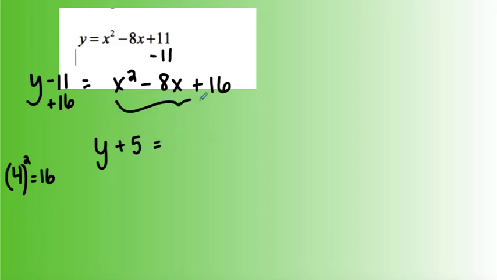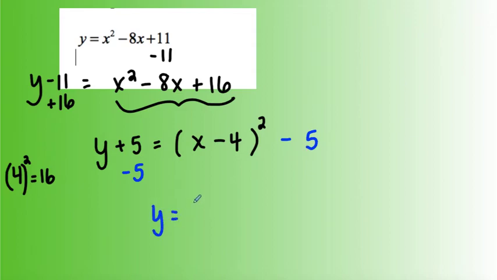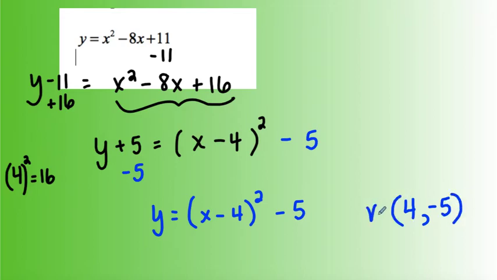I turn this perfect square trinomial into the square of a binomial, so (x minus 4) squared. And then the last step would be to subtract the 5 to the other side. So now I have a quadratic equation in vertex form. And my h is 4, my k is negative 5, so my vertex is (4, negative 5). So that's how you put a quadratic equation from standard form into vertex form.